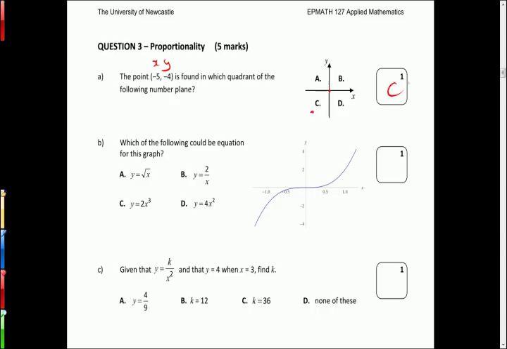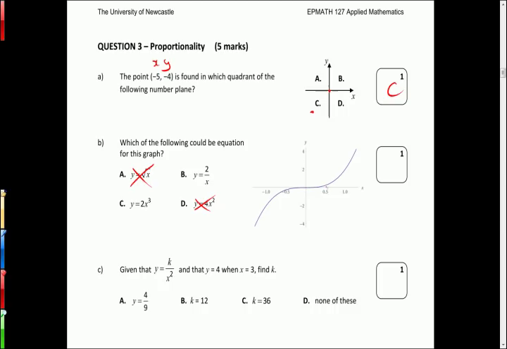Which of the following could be the equation for this graph? Well, I know y equals root x has nothing on the negative x side, because you can't square root a negative, so it's not that. Y equals 4x squared. Well, I know x squareds, when we graph them, the negatives become positives again. X squareds are all parabolas. No. Y equals 2 on x. Well, if I plotted that, I know that when x is naught, 2 on naught doesn't even have an answer.